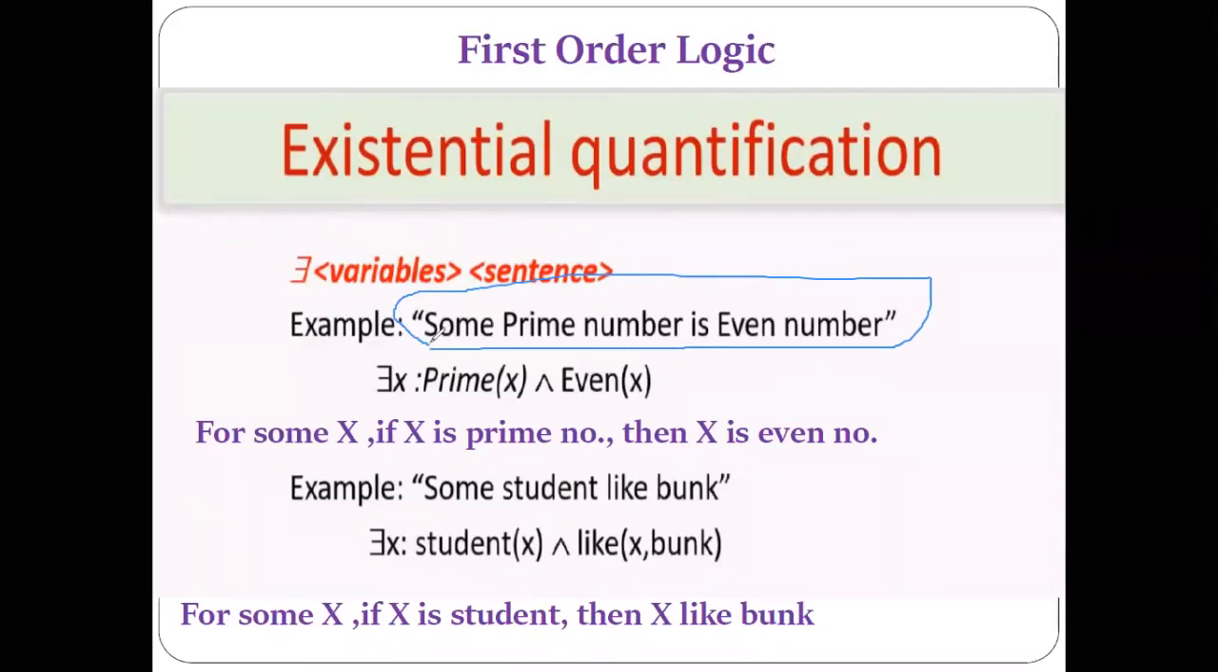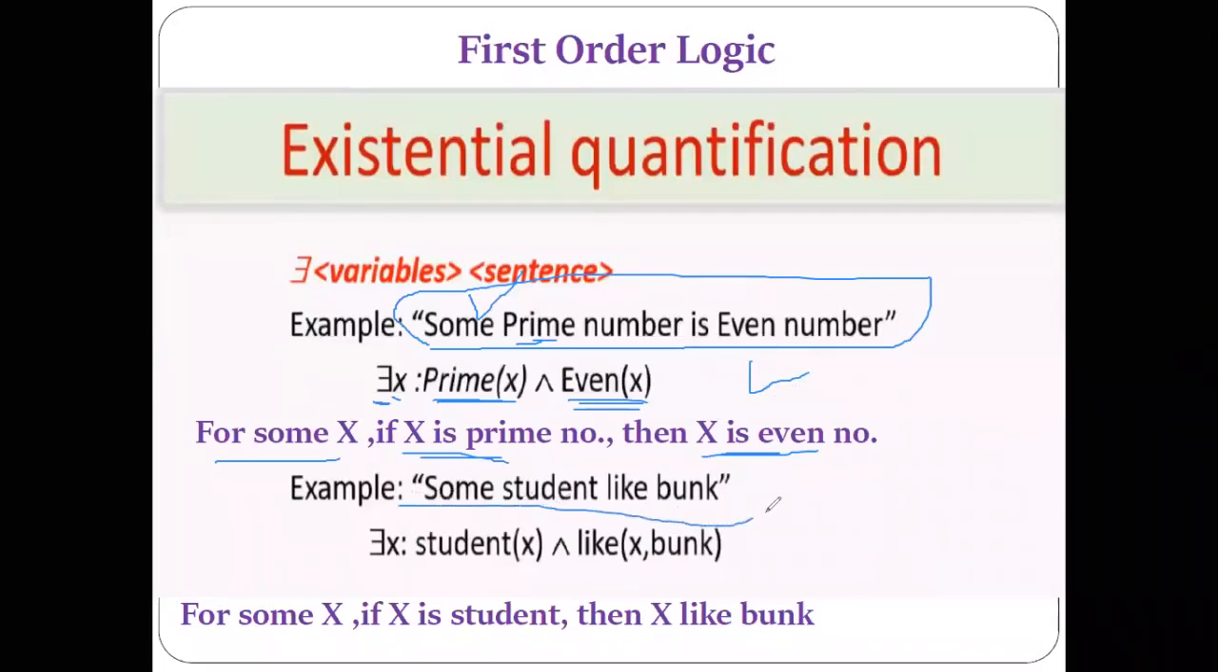How should we write the FOL for this using the existential quantifier? Now the word some is there. For some, we write the symbol like this, existential quantifier, followed by the variable X. Now some prime number is even number. Next is prime. Now for some X, what are we utilizing X for? For number. Some number. Yes, sir. So for some X, if X is a prime, it is written like this. If X is a prime, then X is an even number also. Understood. So this is the FOL using the existential quantifier.